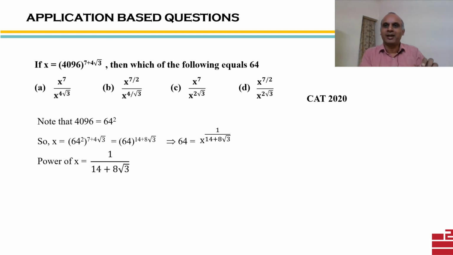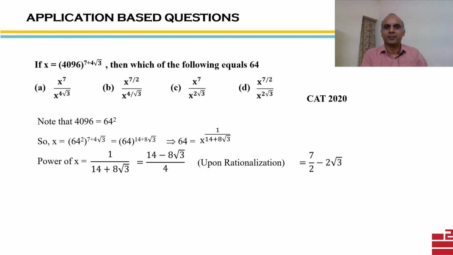If you multiply and divide by the conjugate of the denominator, we will get finally this. Simplifying, that means cancelling 2. I can cancel 2. I cannot cancel 4. I will get 7 by 2 minus 2 root 3. Remember, this is not the answer. This is the power of x. So 64 will be x to the power this, which is 7 by 2 minus 2 root 3. And so this upon simplification becomes this expression. D option.